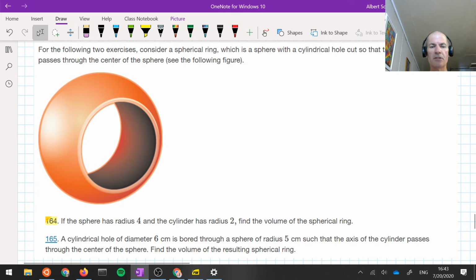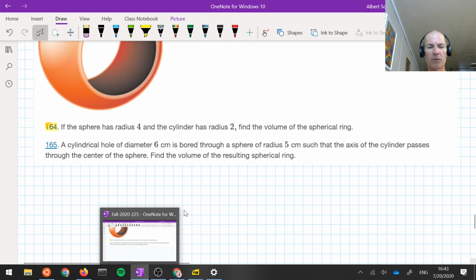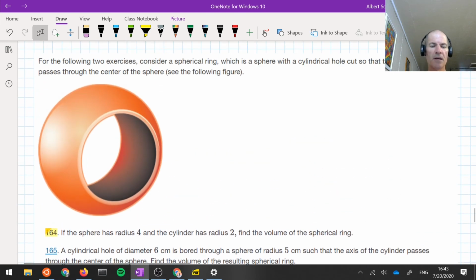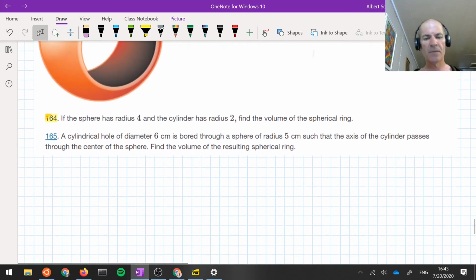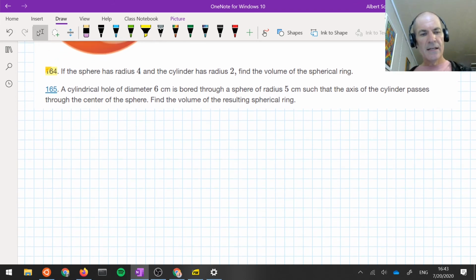Okay, for the following two exercises, we're given this spherical ring. I'm only going to do one of them. If the sphere has radius 4 and the cylinder has radius 2, we want to find the volume of what's left. And this is a great application of polar coordinates. What I'm going to do is situate this figure by putting the hole, the opening, onto the xy plane and projecting the whole shape down onto the xy plane. So we're ignoring this guy. I'll let you do that one.